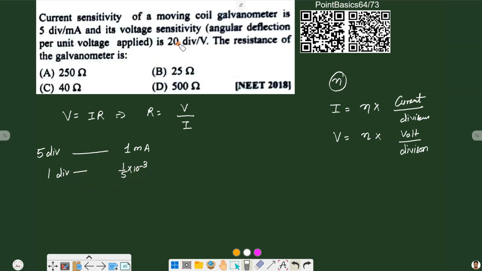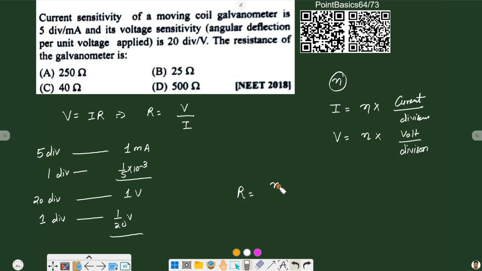Similarly, 20 divisions can measure 1 volt, or from this, 1 division can measure 1 by 20 volts. So this is the current sensitivity and this is the voltage sensitivity: current per division and volt per division. So let's find out the resistance.